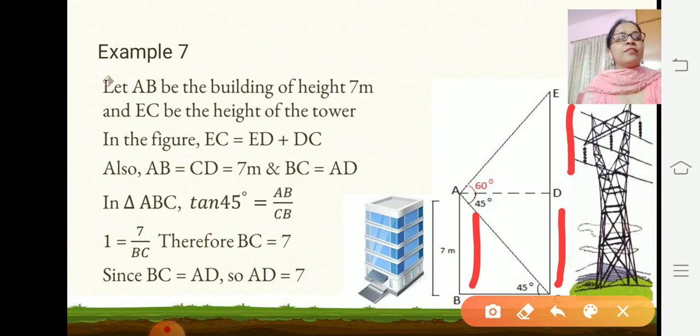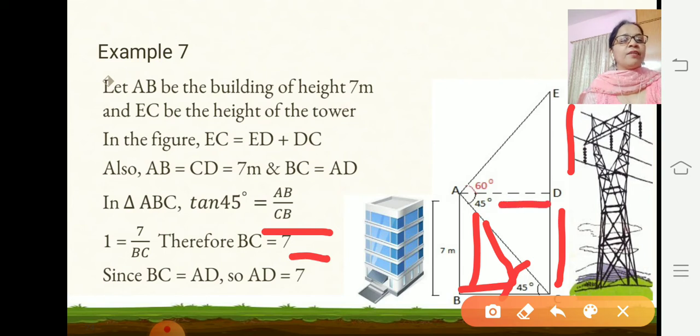So you take first triangle ABC. So in this triangle ABC, this angle is 45 degree. So using tan 45 degree, you get AB by CB. Therefore, BC is also equal to 7. If BC is 7, your AD will also be 7. And in the triangle ADE, if AD is 7, you can find out DE.